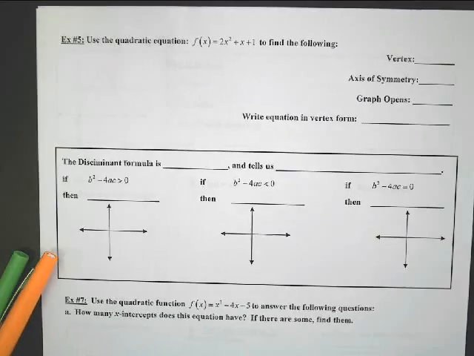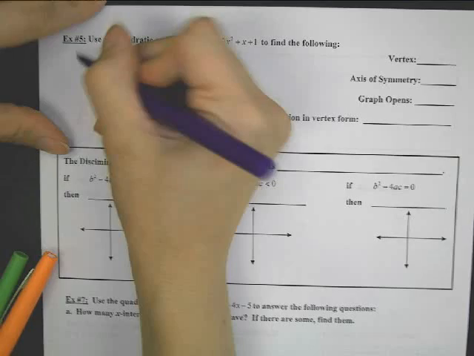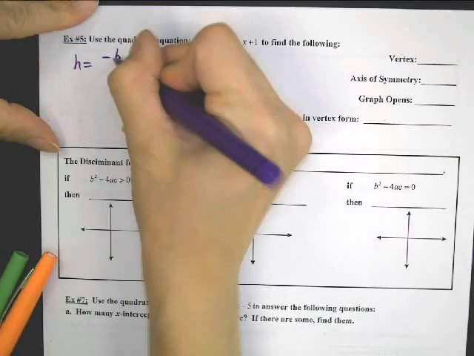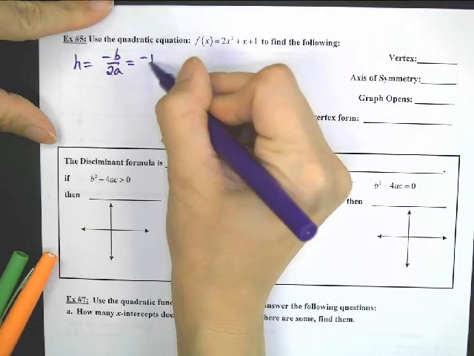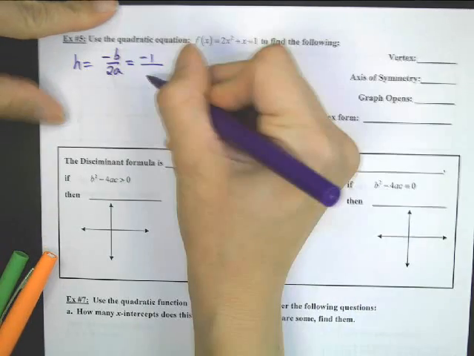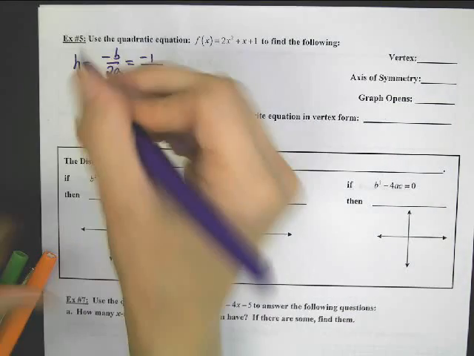Okay, let's use this quadratic equation here to find the vertex. And we're going to use h and k formulas again. So h equals negative b over 2a. And we've got negative 1 over 2a. 2 times 2 is 4. So the h value is negative 1/4. It can be a fraction.